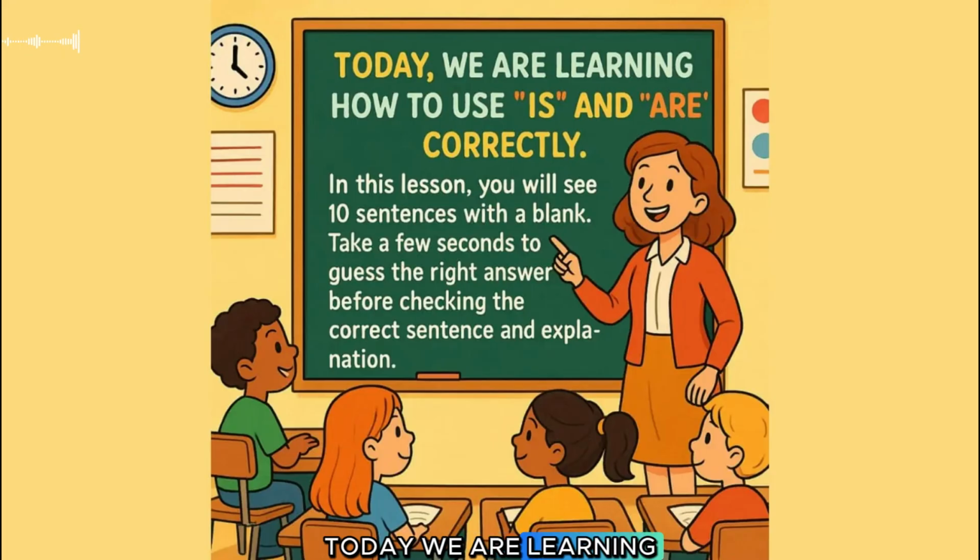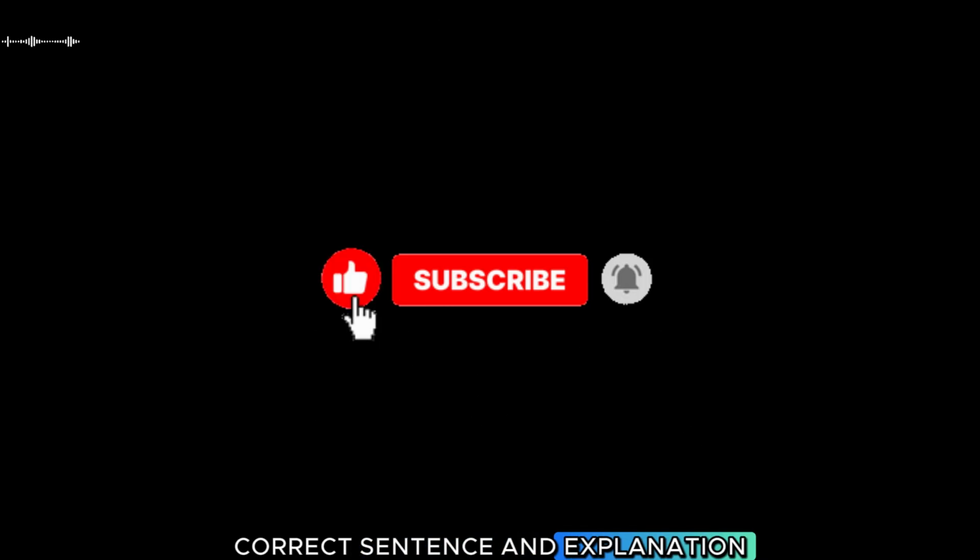Today, we are learning how to use is and are correctly. In this lesson, you will see 10 sentences with a blank. You will be given a few seconds to guess the right answer before we show the correct sentence and explanation.